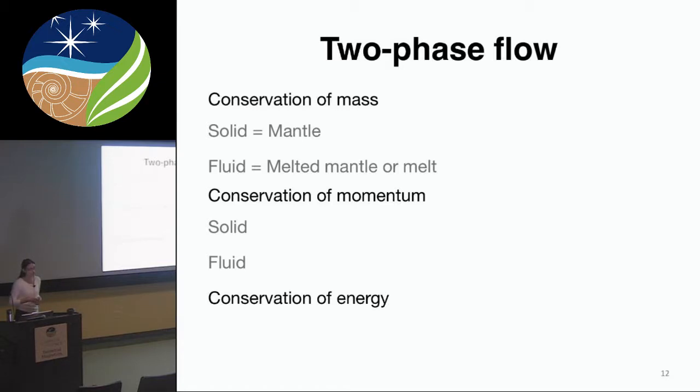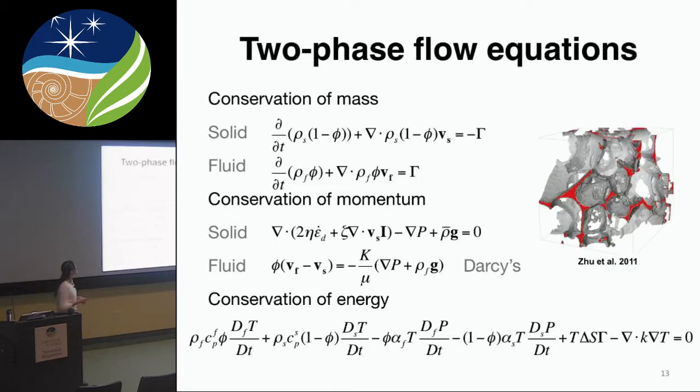So the next slide is going to be a little bit busy. These are all the equations that I solve for. So you have the solid mass conservation, fluid mass conservation. The rhos are the density, S are for solids, and porosity is phi. And then you have conservation of momentum. So this is basically the Stokes. And you have the fluid conservation of momentum and the energy conservation equation.